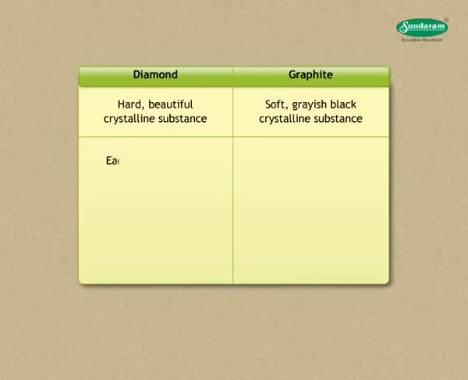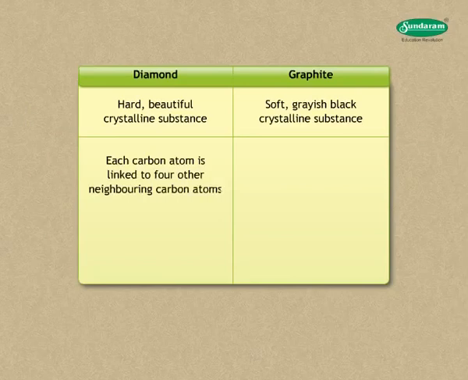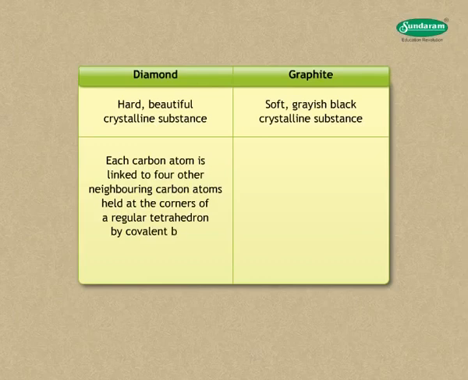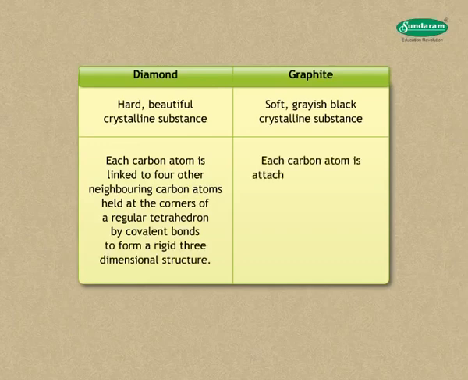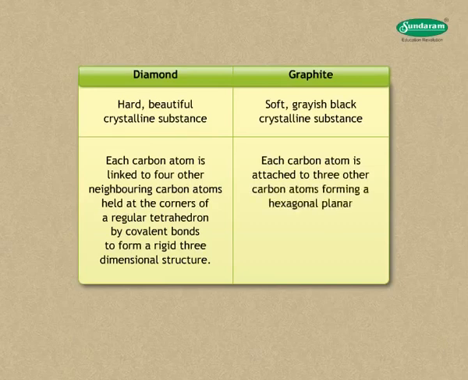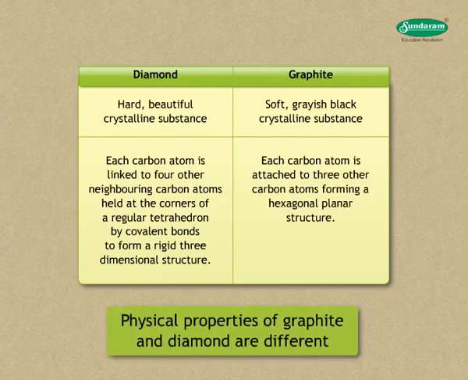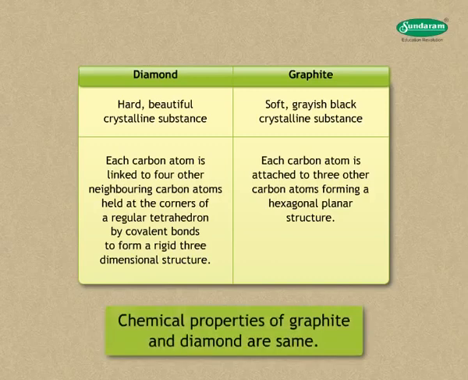In diamond, each carbon atom is linked to 4 other neighboring carbon atoms held at the corners of a regular tetrahedron by covalent bonds to form a rigid 3-dimensional structure. While in the case of graphite, each carbon atom is attached to 3 other carbon atoms forming a hexagonal planar structure. Physical properties of graphite and diamond are different, but their chemical properties are the same.